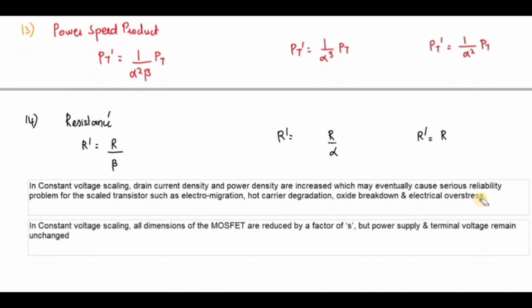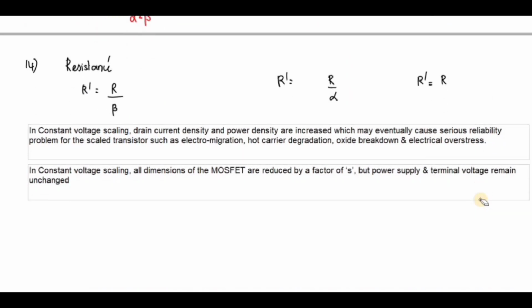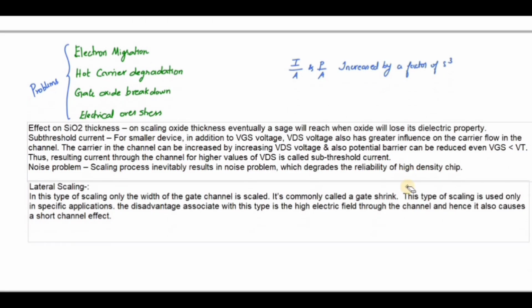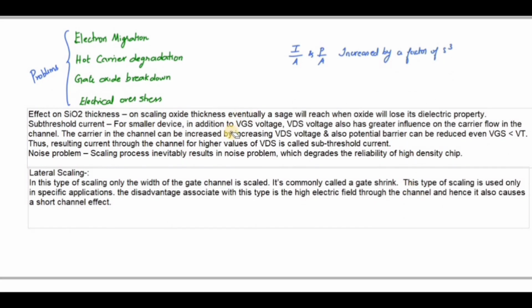So in constant voltage scaling, all dimensions of the MOSFETs are reduced by the factor of S, but the power supply VDD and the terminal voltages like VDS, VGS, VT all remain unchanged. So these are the problems while doing the scaling.